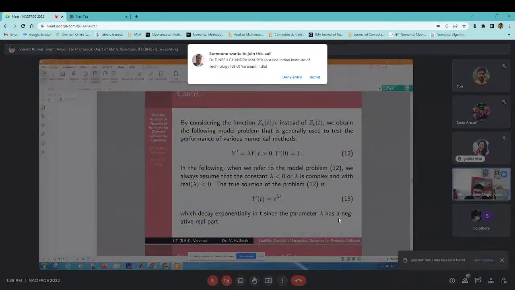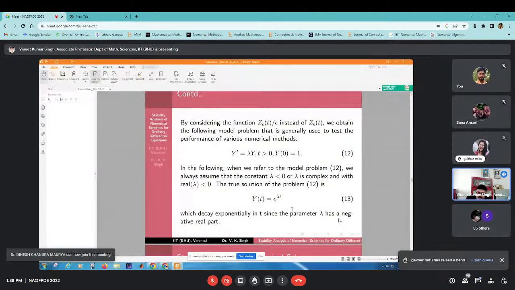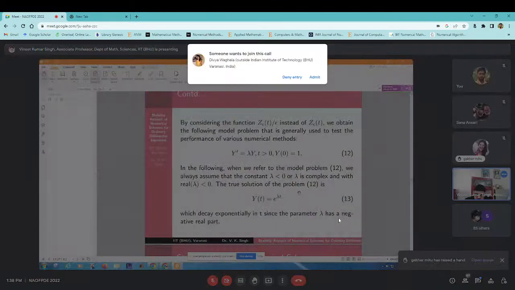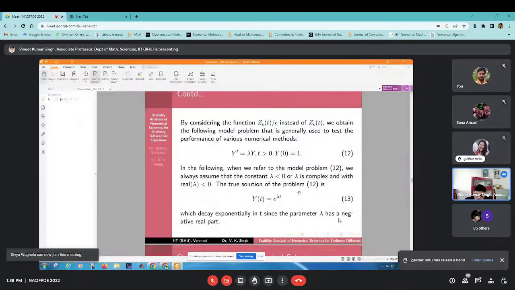So the conclusion is that whenever you develop any numerical scheme, whenever you do the discretization by any numerical scheme, you should first analyze the nature of the solution. If you know the nature of the solution, we can predict exactly whether the scheme is stable, non-stable, or conditionally stable.